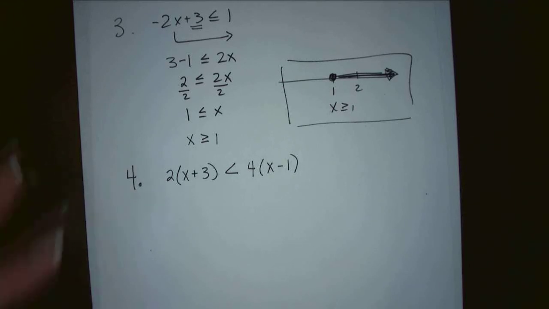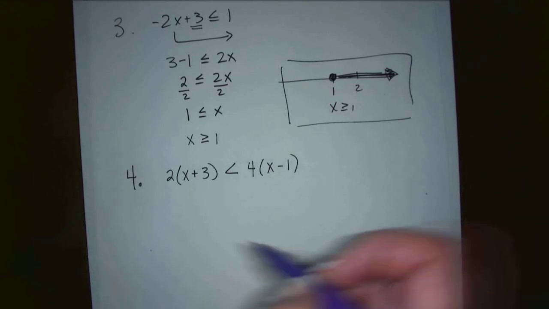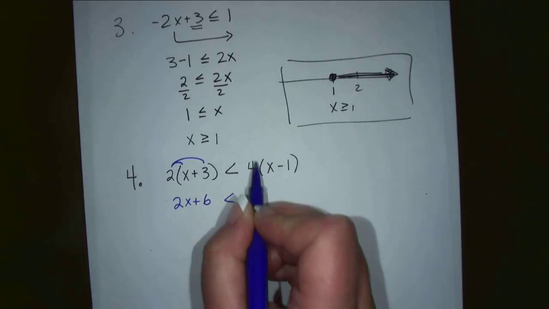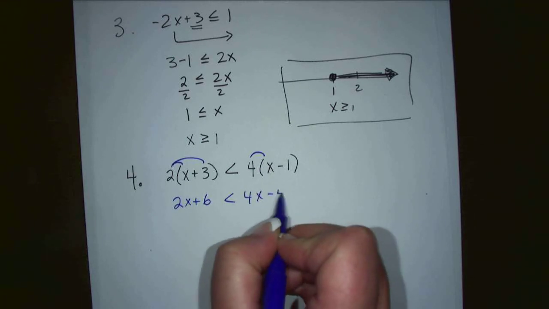So, and we can put anything. We can put fractions on both sides. We can put anything on each side, same as what we've done so far. Okay, so how would we solve this? We would expand first, multiply that out. 2x plus 6 is less than 4x minus 4.